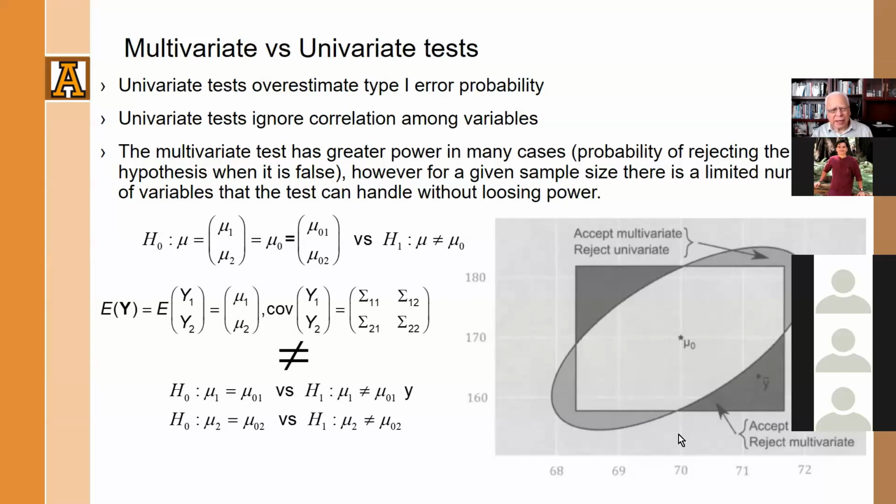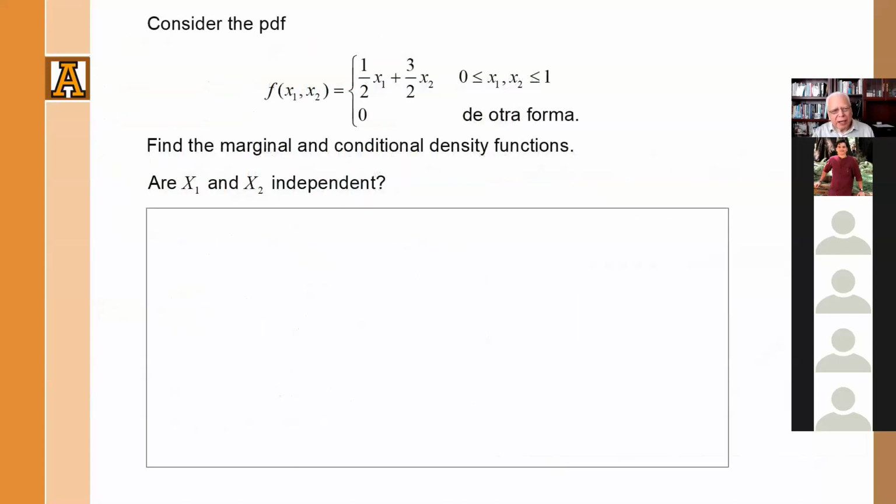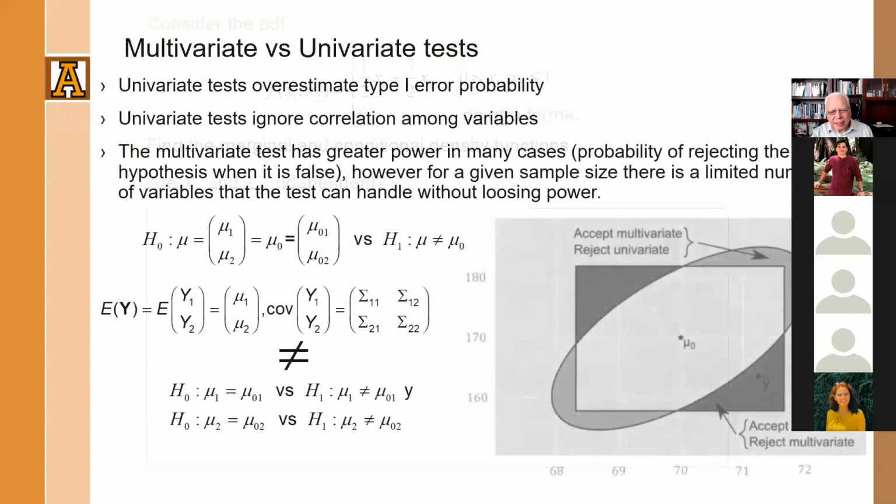Is this picture clear enough to illustrate the difference between doing univariate tests versus doing a joint test for the different variables? Yes, teacher, it is clear. Okay, because it's easier to see in 2 dimensions, but that extends to p dimensions. Can you explain it again, please?